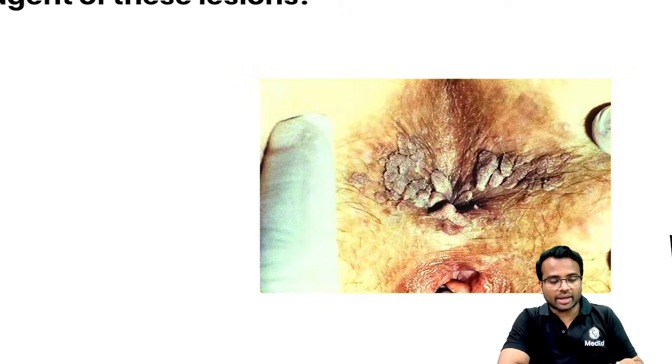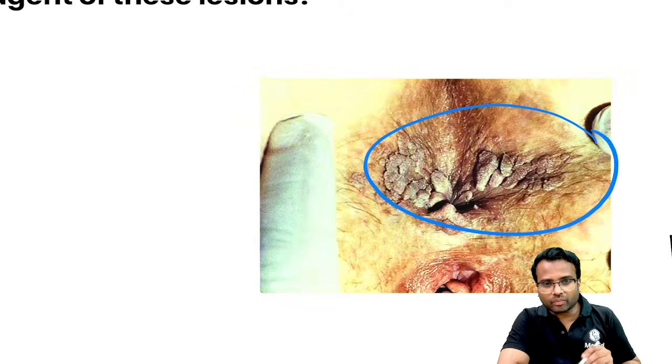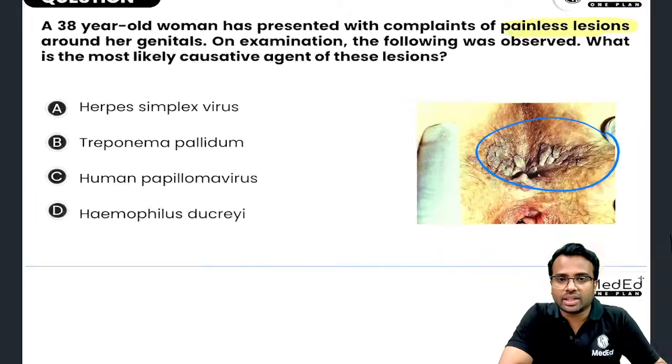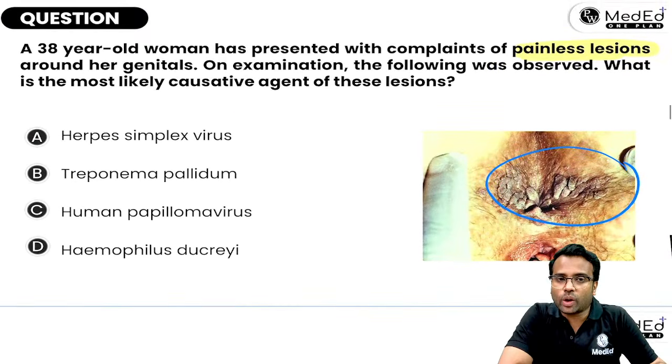Instead, what do I see? I can see that it is a female genitalia and there are some rough surfaced exophytic lesions in the genitalia. Exophytic means which grows outwards. Now, what is this? Is it caused by a herpes simplex virus, or Treponema pallidum which causes syphilis, or human papilloma virus which causes warts, or Haemophilus ducreyi which causes chancroid?